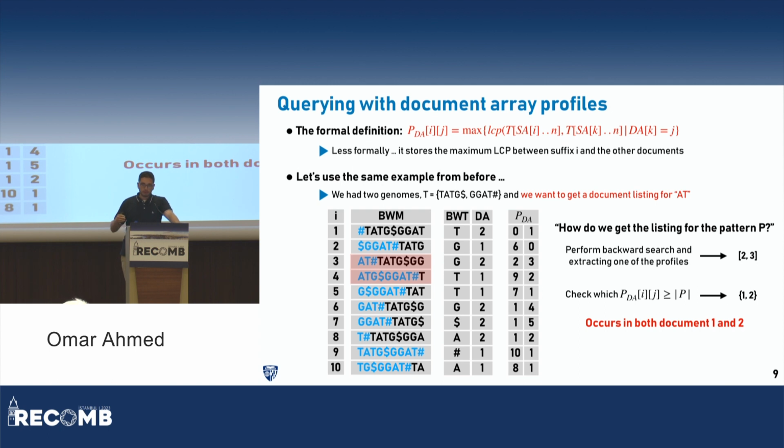You can see that we did some work proportional to the pattern, and then a simple scan to get the listing exactly. The key idea here is that we're not doing any work proportional to the size of the backward search range. We're just doing a simple scan across one of the rows of the data structure.